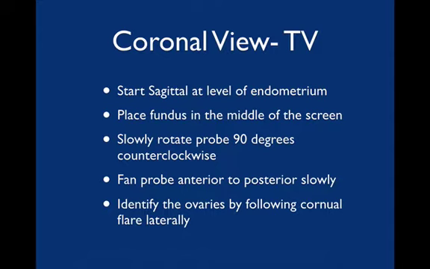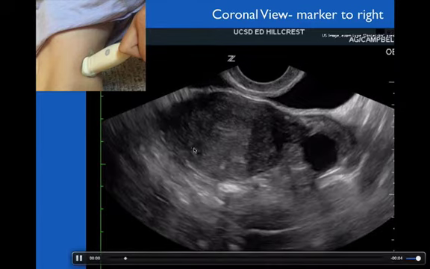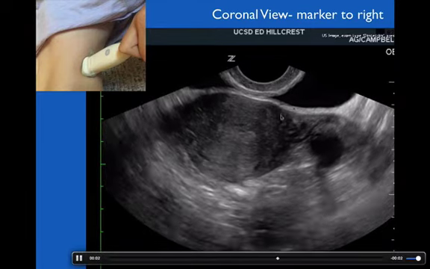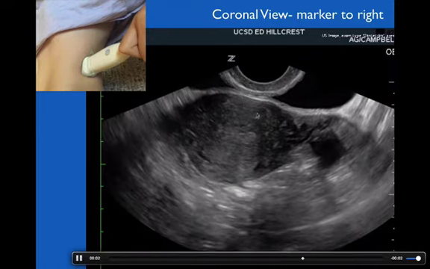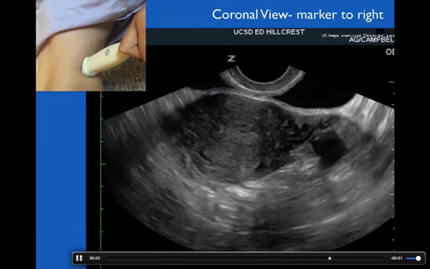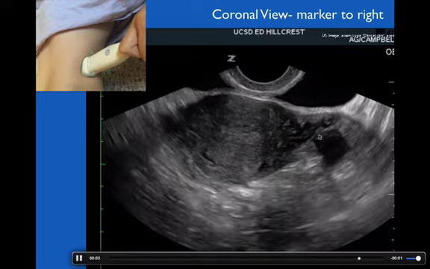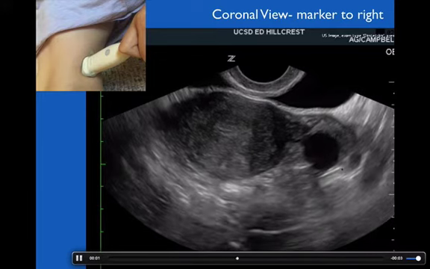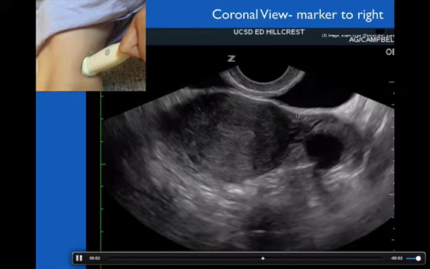We identify the ovaries by following the cornual flare out laterally and moving our probe in a centimeter deeper. So this is a coronal view of the uterus. This is the bladder anterior, and we can follow out the cornual flare of the uterus to find the ovary. And this is an example of a corpus luteal cyst after ovulation in an ovary, which is otherwise normal.